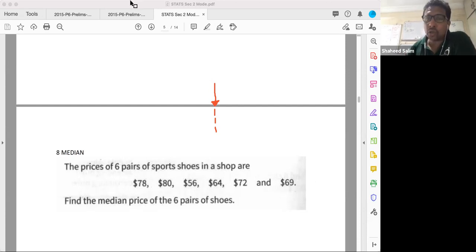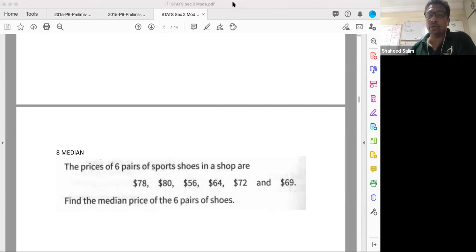Do you agree? Because if it's an odd number like this, let's say we cancel the last one. Remember we cancelled 80 just now. 5 plus 1, you get 6. 6 divided by 2, you get 3, remember? So if it's an odd number, let me just show you now.